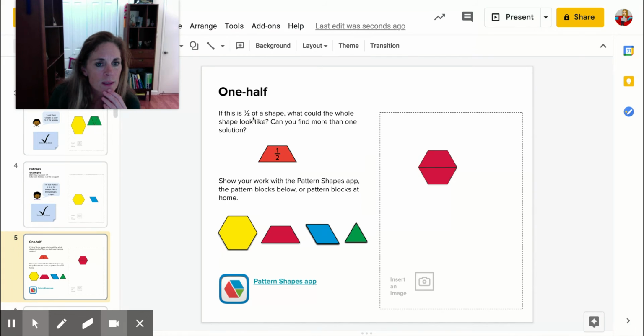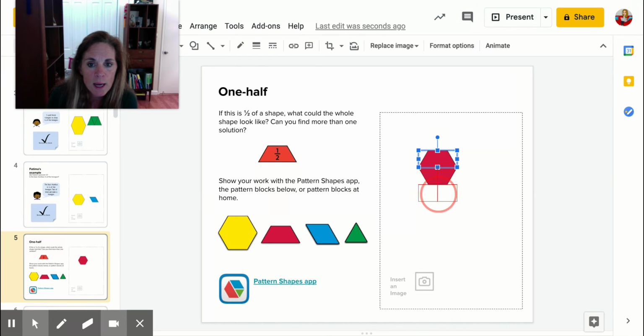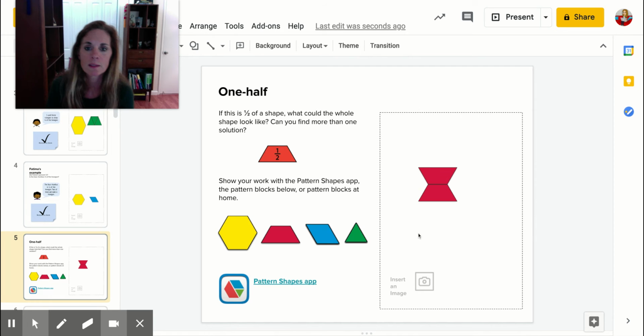So if this is half of a shape, what could the whole shape look like? Is there another shape that you could make? Sure. What about if you just drag it down and you make this shape? Is this a shape? Is one of these half? Yes, it's an irregular shape, but it's a shape and that shows half.